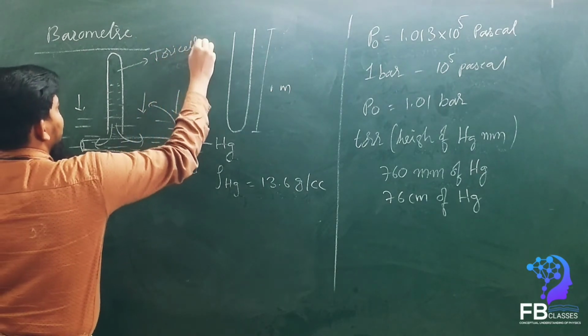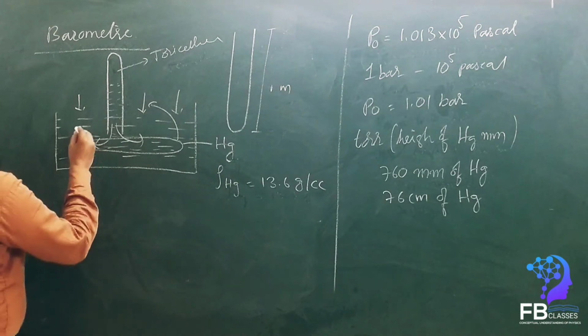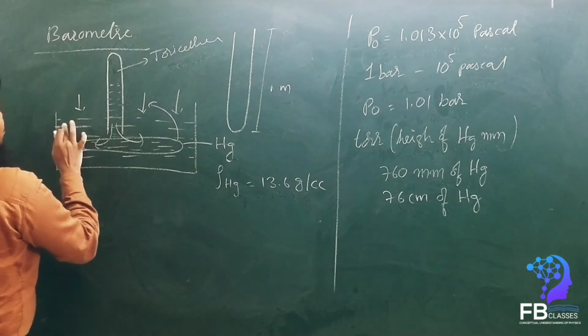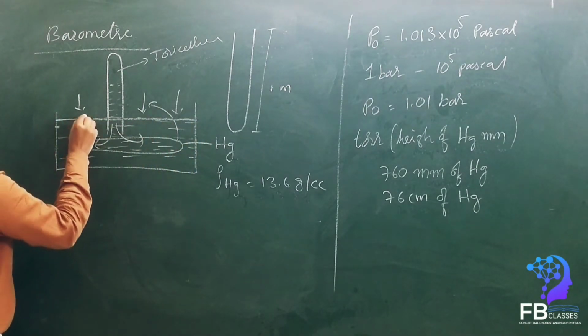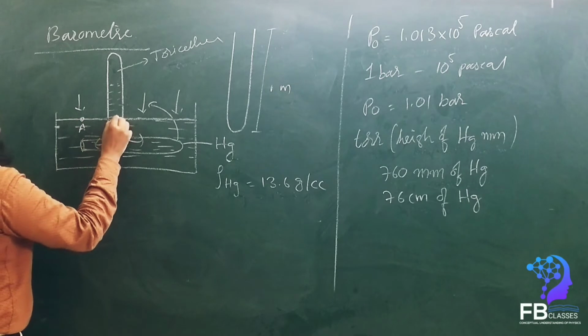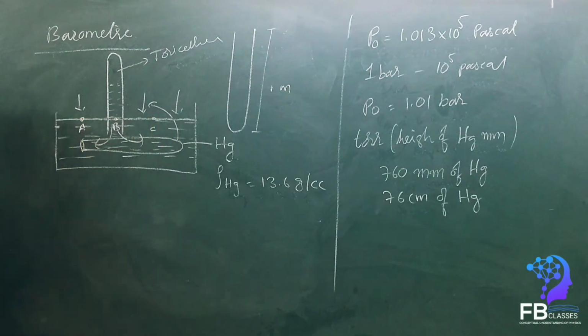Now see here, we are going to take this horizontal line, and here is the pressure at this point, let it be B. Here also you can take it as C, A is equal to B.